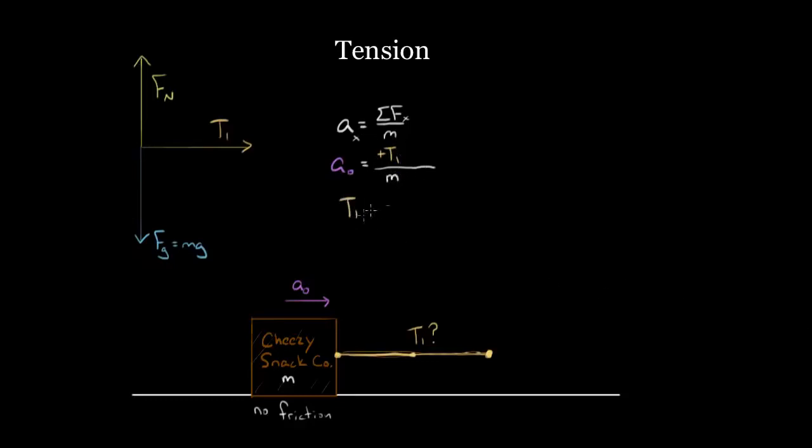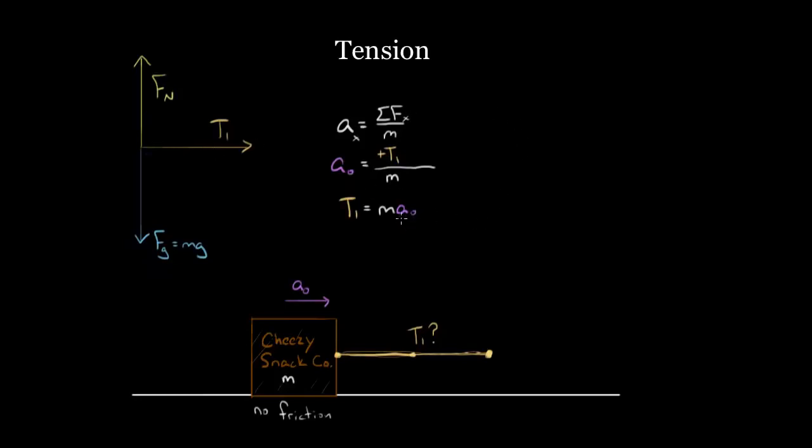I get that T1, the tension in this first rope right here, is going to equal the mass times whatever the acceleration of this box is that we're causing with this rope. So don't draw acceleration as a force. This is a no-no. People try to draw this sometimes. Acceleration is not a force. Acceleration is caused by a force. Acceleration itself is not a force, so don't ever draw that. Okay, so we found tension.